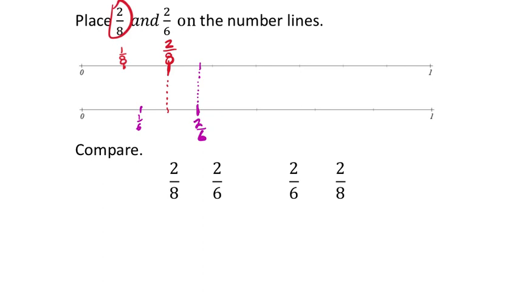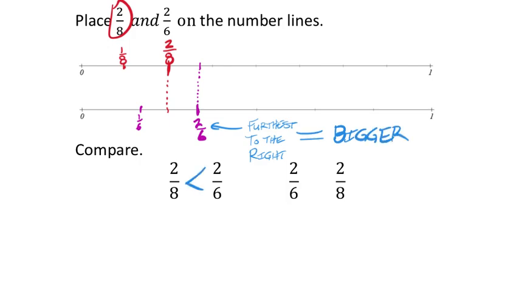So 2/6 is further to the right. And that right there is enough to see that 2/6 is bigger. That tells us we're looking at something that is bigger, okay? So 2/6, for my inequality, would have to be eating it no matter where it is in comparison to 2/8. So we could read this, 2/8 is less than 2/6, or 2/6 is greater than 2/8. Both are true.